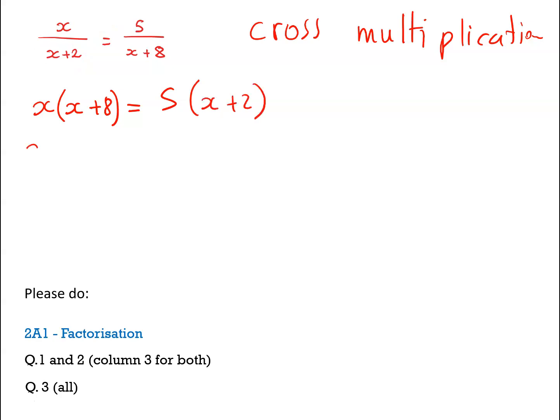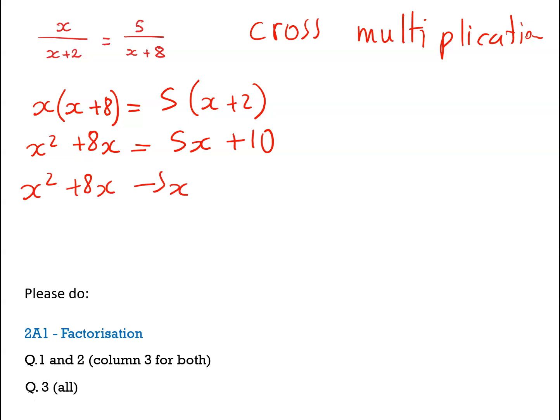Well, let's do this then. Let's expand. We have x squared plus 8x equal to 5x plus 10. And as per usual, move everything to the left-hand side. We have x squared plus 8x minus 5x minus 10 equal to 0. Look, I'm not going to continue any further. I'll let you finish this, because now you should have the skills to be able to do this.